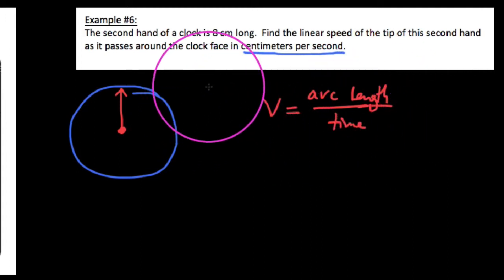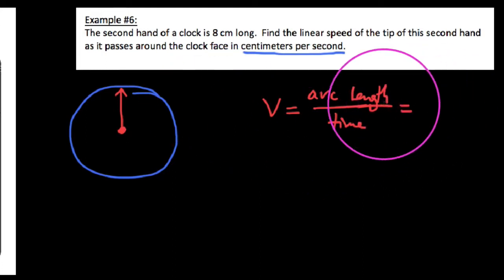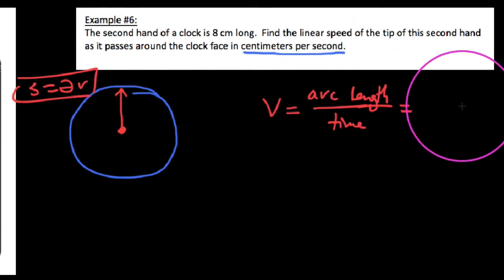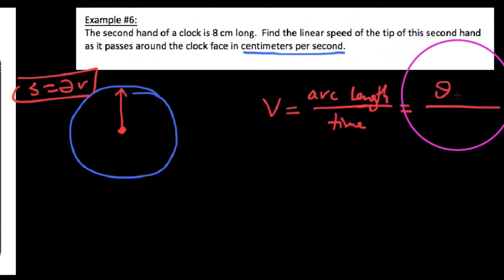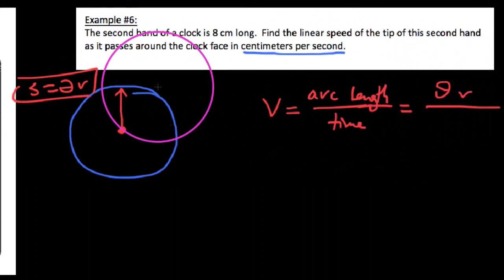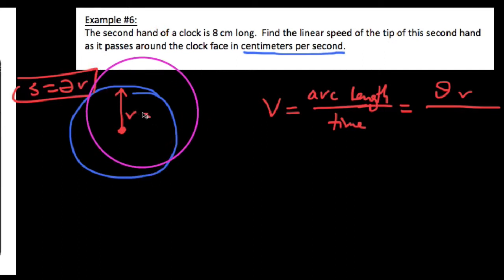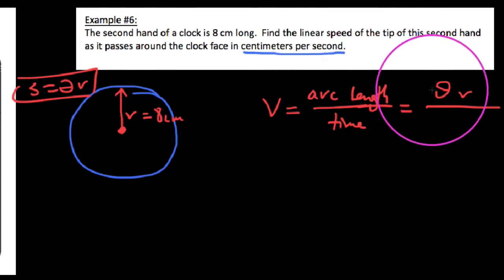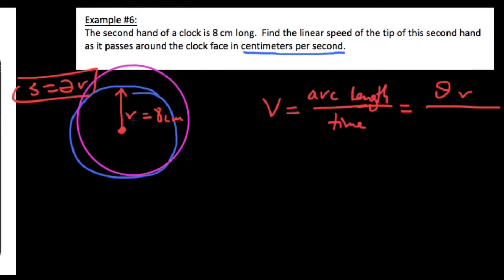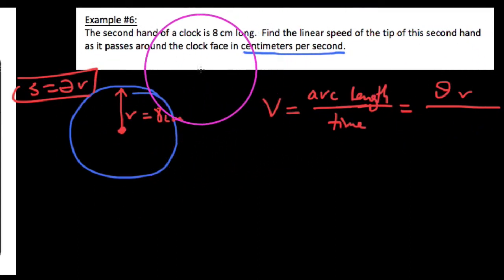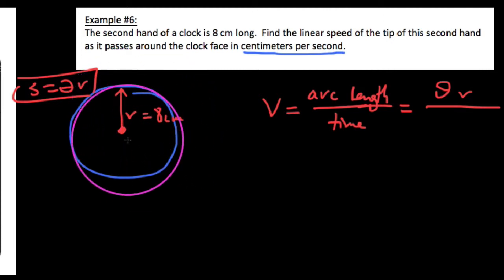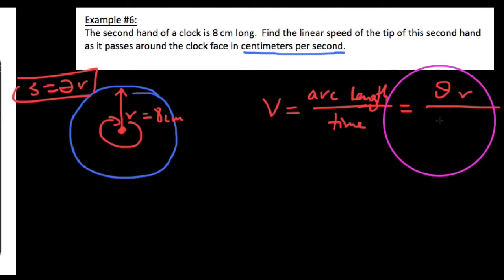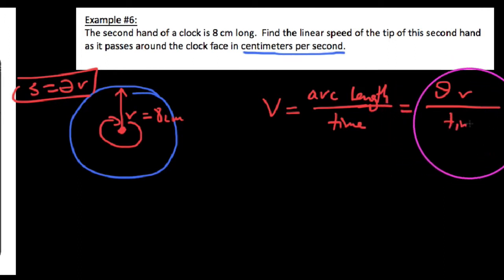The thing is, I don't know the arc length, but I certainly know that the arc length, and this harkens back to our formula, is s equals r theta. We could find this by taking theta times the radius length of this clock, and the radius length of this clock is 8 centimeters. So we do know the radius, and then how fast is this thing traveling? Well, it didn't tell me how fast it's traveling, but I do know it goes all the way around once in a single hour. So I suppose our time we could consider to be an hour here.